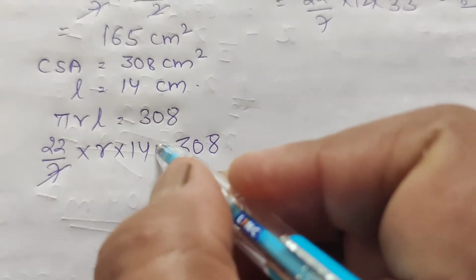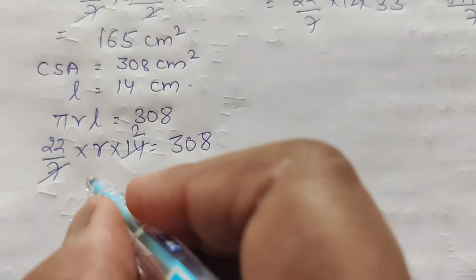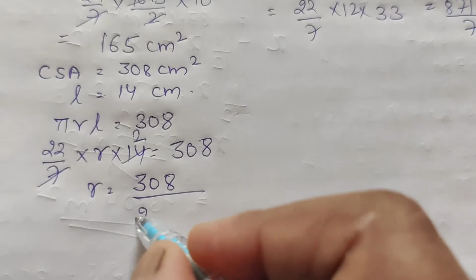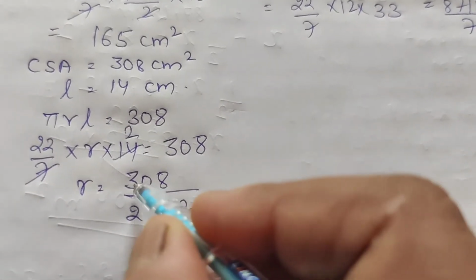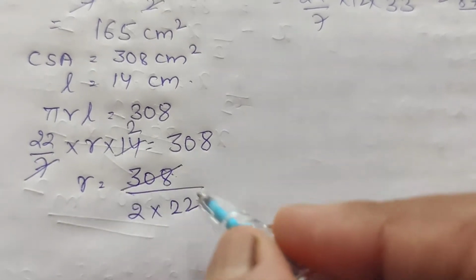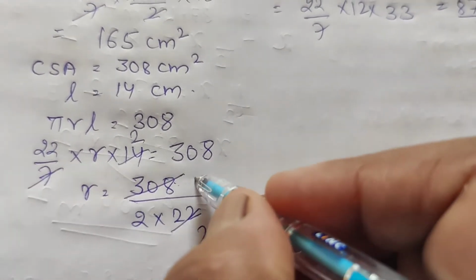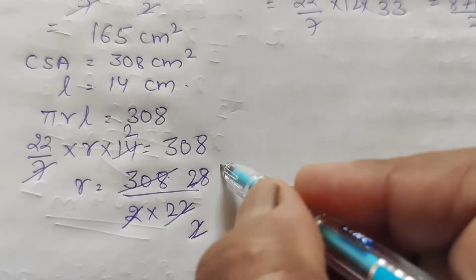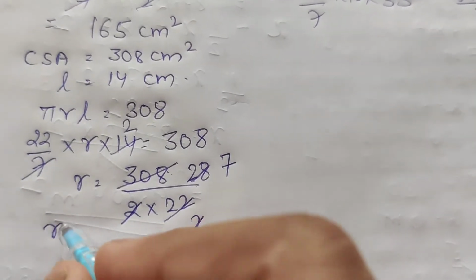Now cancel 2 and r equals 308 by 2 into 22. 308 is divisible by 11. 3 plus 8, 11. 11 2s are 22. 28. 2 2s are 4. 4 7s are 28. It means radius equals 7.